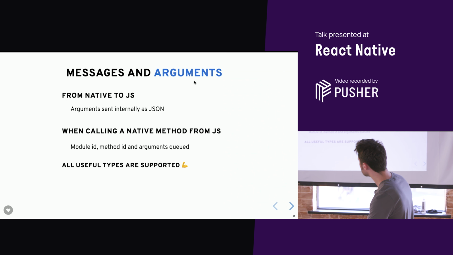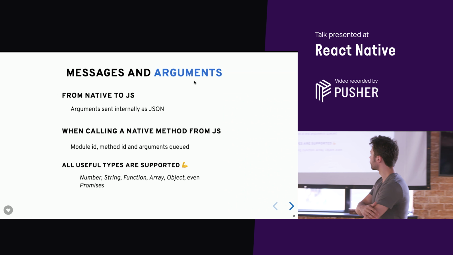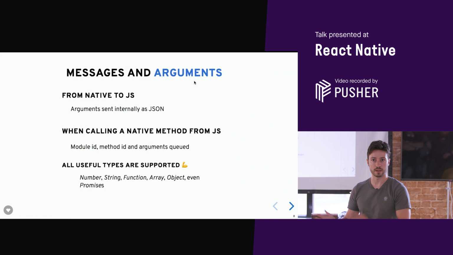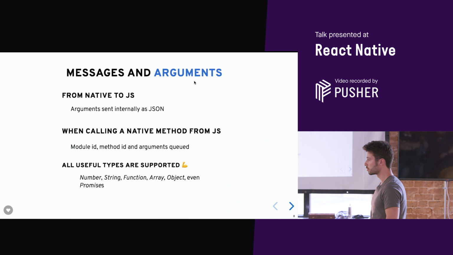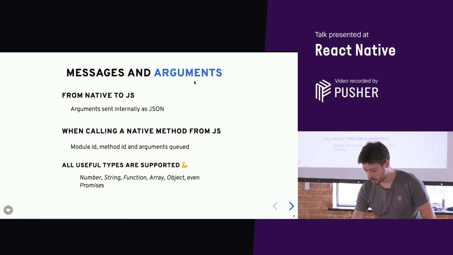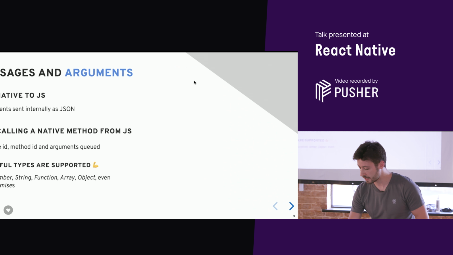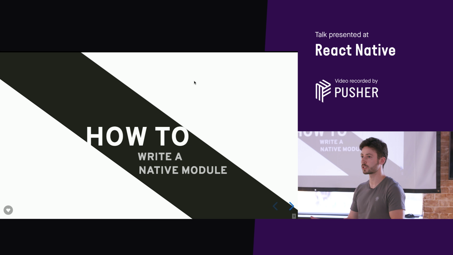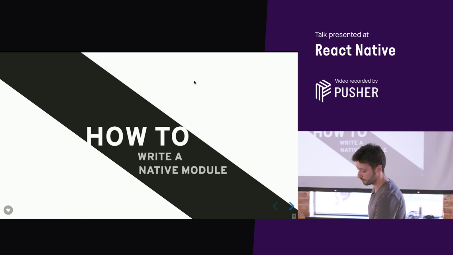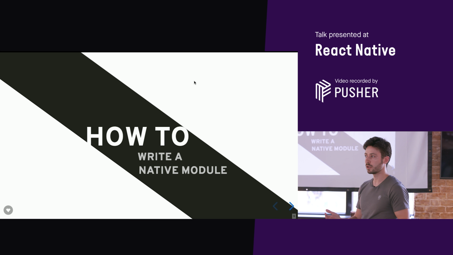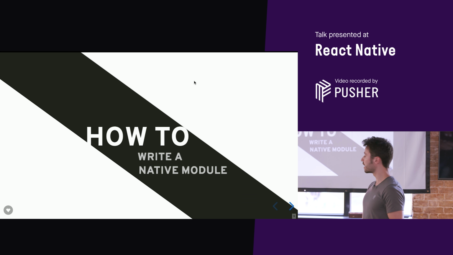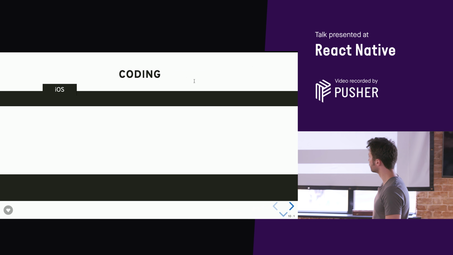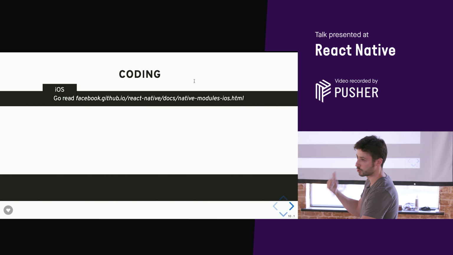And all arguments can be and are translated by the bridge, so you don't have to do any kind of transformation on your side. Even promises are supported. So knowing this, how can we write a native module? It's really not that complicated, because everything is written in the React Native documentation. In fact, if you have an application and want to start a native module, for example bridging into a third-party SDK, my advice is to go and read the documentation, which is on the website.